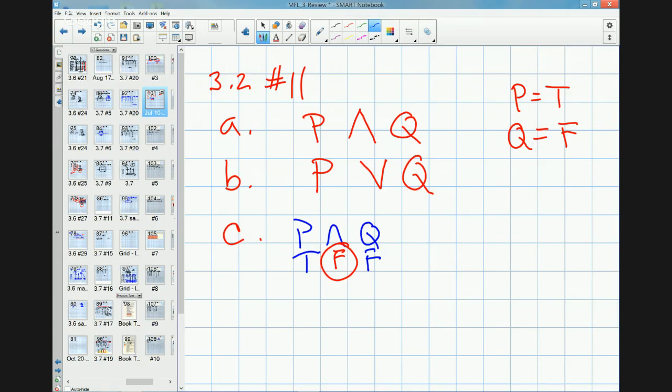Okay, now let's do the other one. P or Q. P is true and Q is false according to the book. What's the rule for or? False when both false. First one true and second one's false. Yes, that's what they are, but the rule says what? Only false when both are false? Yes. So therefore, they're not both false. Doesn't that tell you that this thing is true? Okay. So that was number 11.